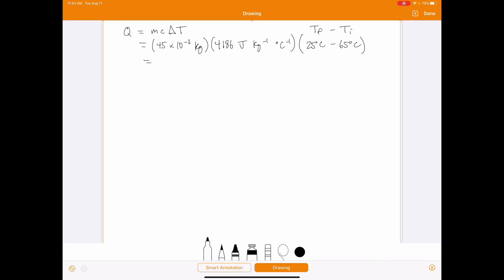So you can calculate this directly, and if you notice, all the units cancel, kilograms, degrees Celsius, but the units of joules remain. So this ends up coming out in joules. We have minus 7,535 joules. Technically, we'd want to keep 2 sig figs on that. So roughly, negative 7,500 joules. The negative sign, by the way, tells you that heat is flowing out of the water.